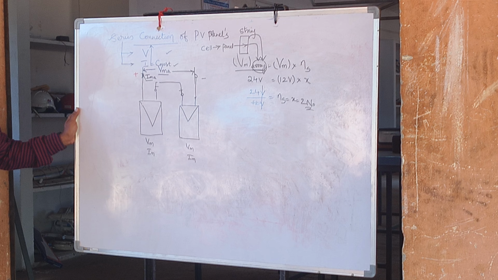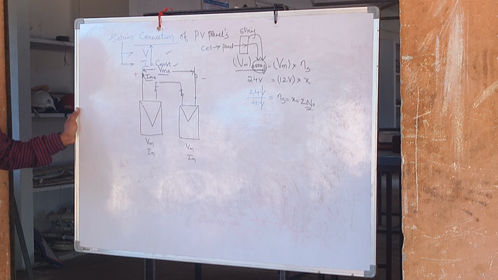We are going to call this V maximum, the maximum voltage of the array. The maximum voltage of the array is equal to the maximum voltage of the solar panel multiplied by the number of panels that are connected in series. Ns represents the number of panels connected in series.